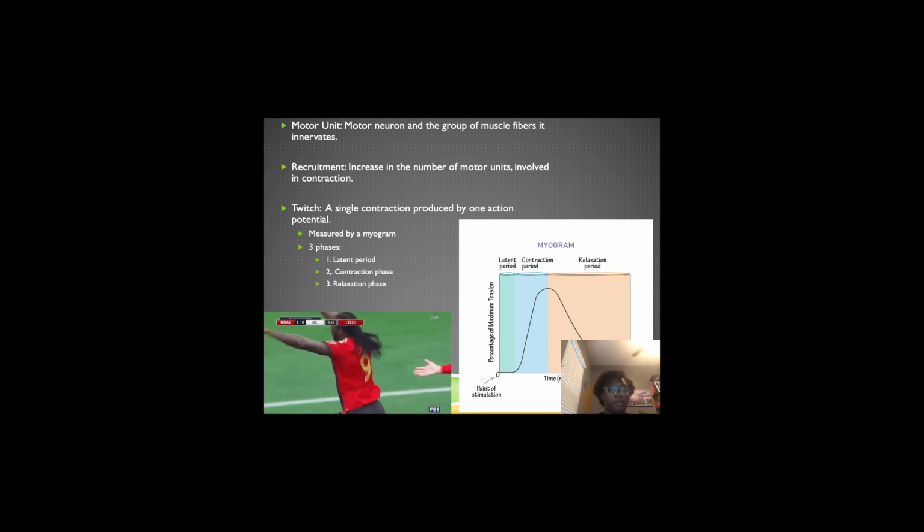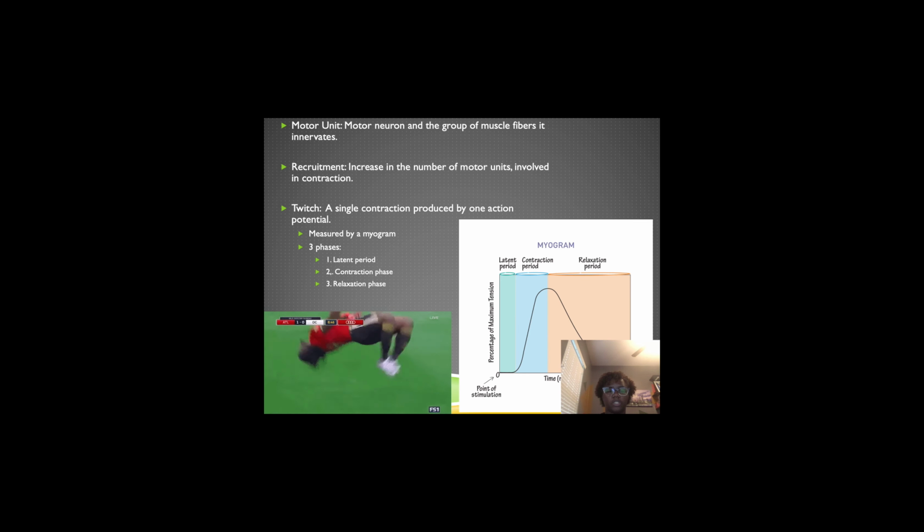Then we have recruitment, which is the increase in the number of motor units involved in contraction. So with that, you have your neurons that are being recruited to make that contraction a lot stronger when it's needed. And so the nervous system really uses this when they are trying to utilize the skeletal muscles and prevent muscle fatigue.